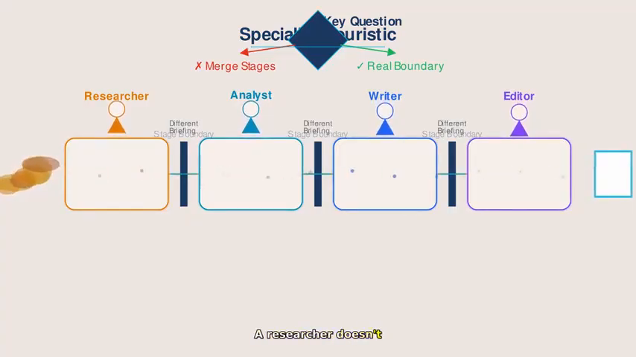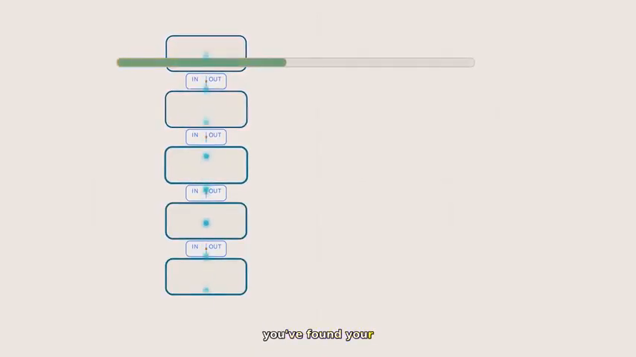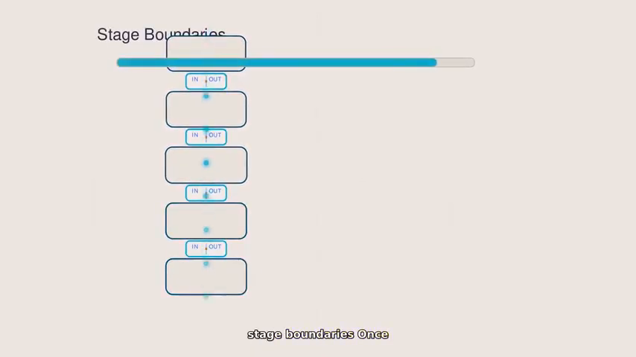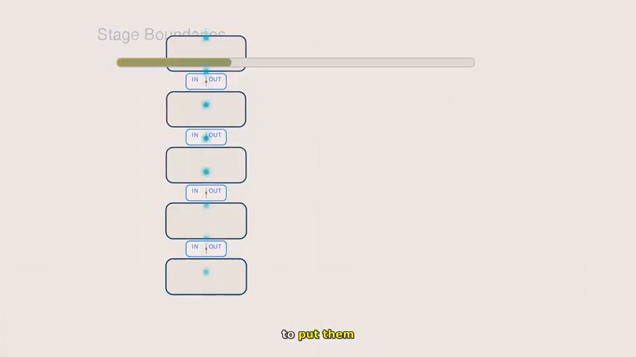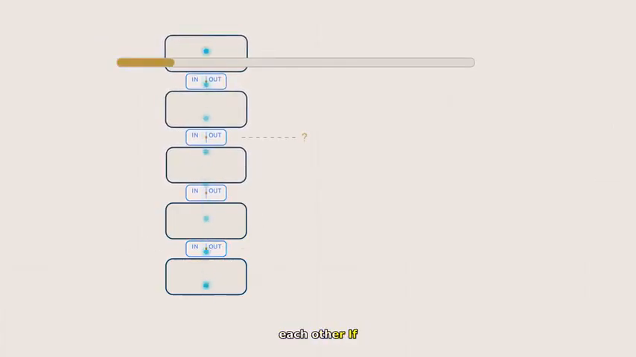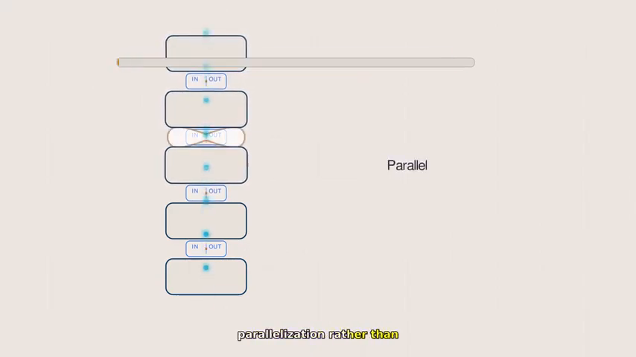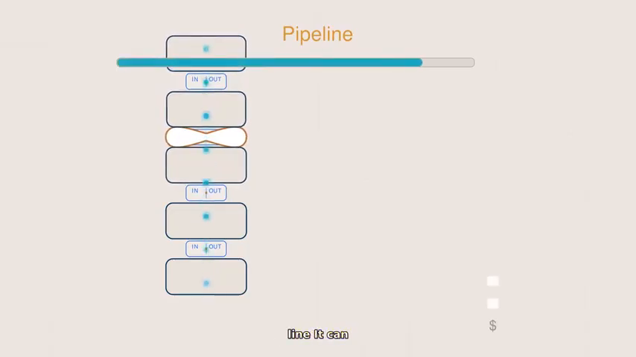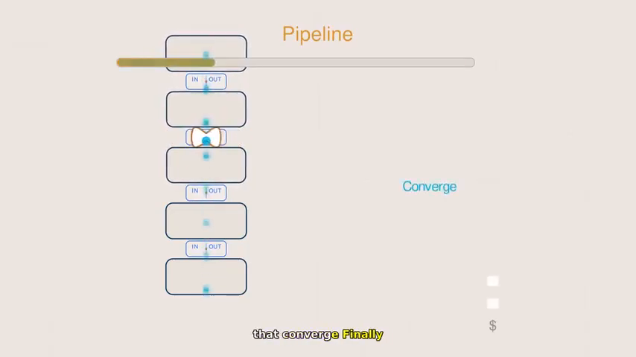A researcher doesn't need your brand tone guide. An editor doesn't need to know where you sourced your information. When you find yourself imagining a different specialist for each phase, you've found your stage boundaries. Once you've identified your stages, you need to put them in order and ask, are there any stages that don't depend on each other? If so, those might be candidates for parallelization rather than sequencing. A pipeline doesn't have to be a straight line. It can have parallel branches that converge.